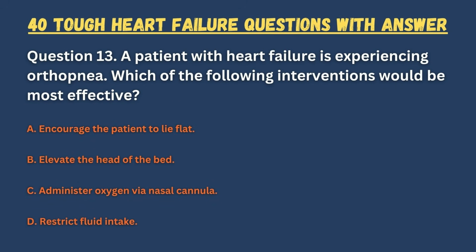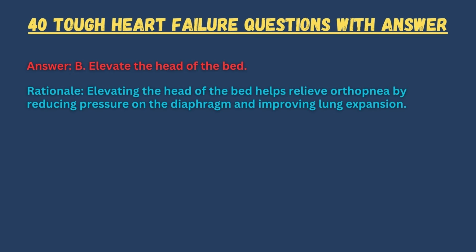Question 13. A patient with heart failure is experiencing orthopnea. Which of the following interventions would be most effective? A. Encourage the patient to lie flat. B. Elevate the head of the bed. C. Administer oxygen via nasal cannula. D. Restrict fluid intake. Answer: B. Elevate the head of the bed. Rationale: elevating the head of the bed helps relieve orthopnea by reducing pressure on the diaphragm and improving lung expansion.